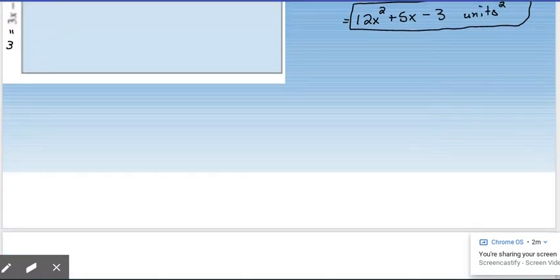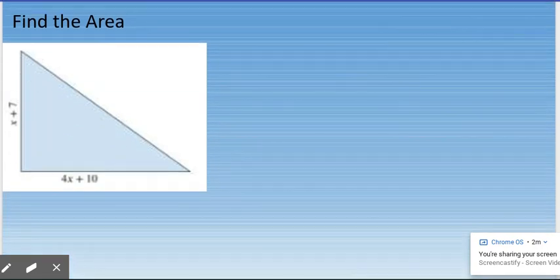Now, one that tends to be a little harder because we forget about something is area of a triangle. For area of a triangle, we have to remember that the area is going to be 1/2 base times height. I'm just going to label this. This is a right triangle. There's my base. There's my height. And I'm going to plug this stuff in: 1/2 of base times height.